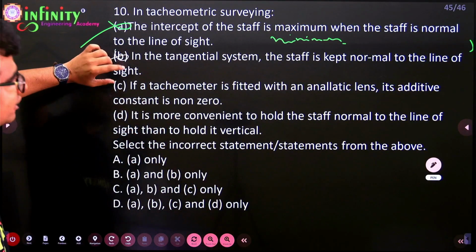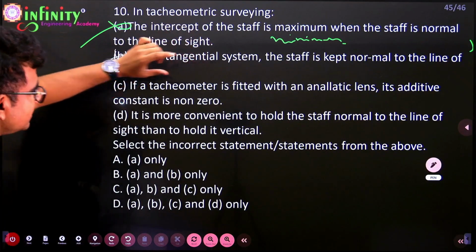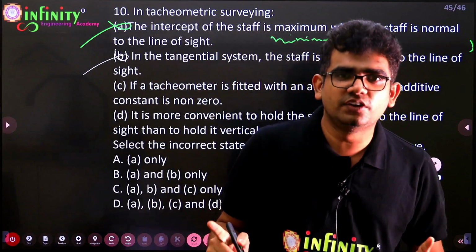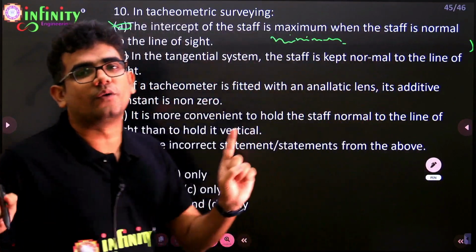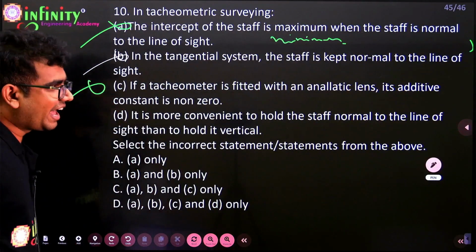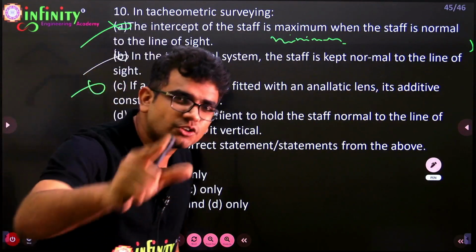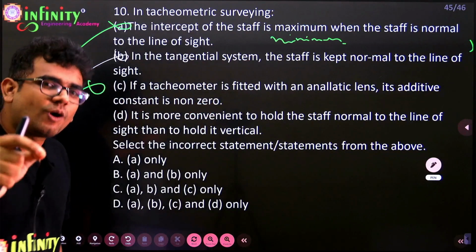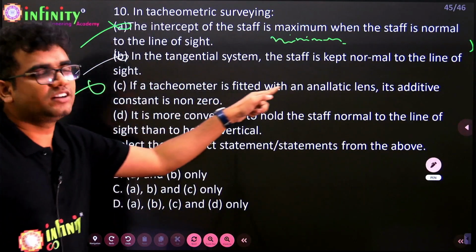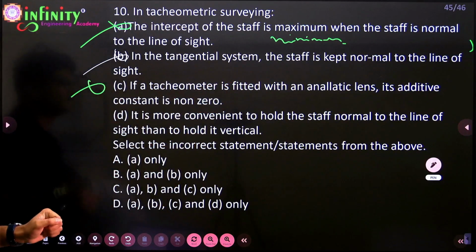Next one, if a tachyometer is fitted with analytic lens, additive constant is non-zero, they are saying. Whether it is non-zero? No. It is 0. You know that if the analytic lens is fitted in the tachyometer, whatever the additive constant is there, that will always be 0. But here they have given it as non-zero. So this is also wrong.